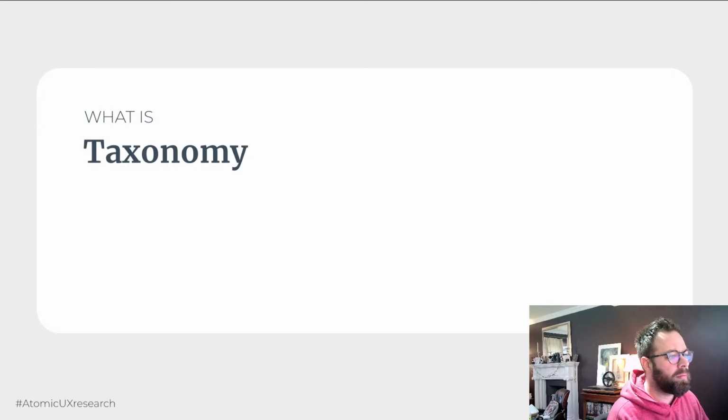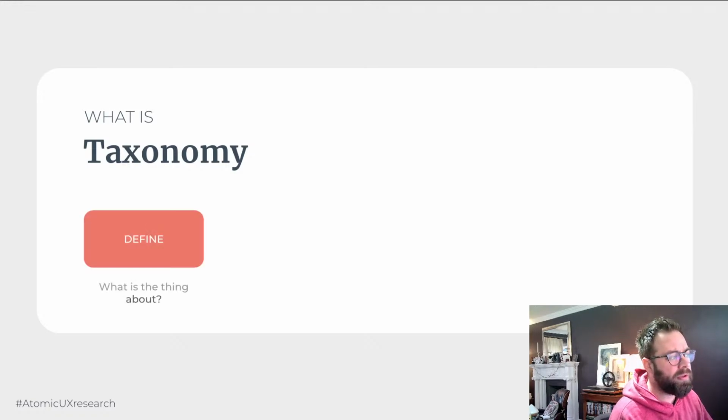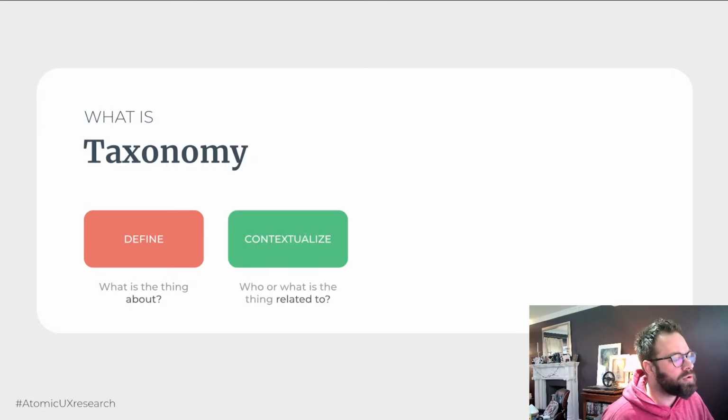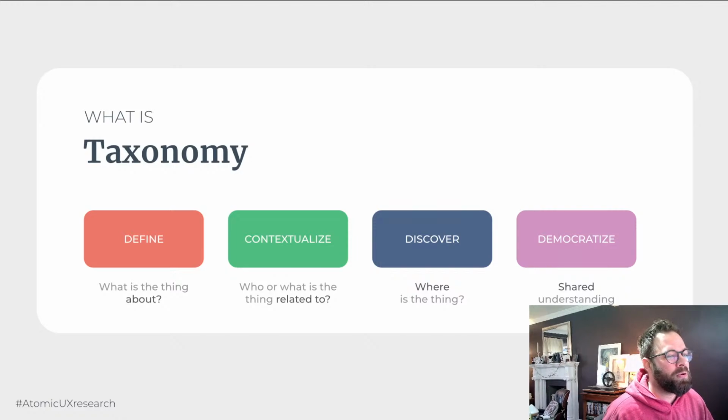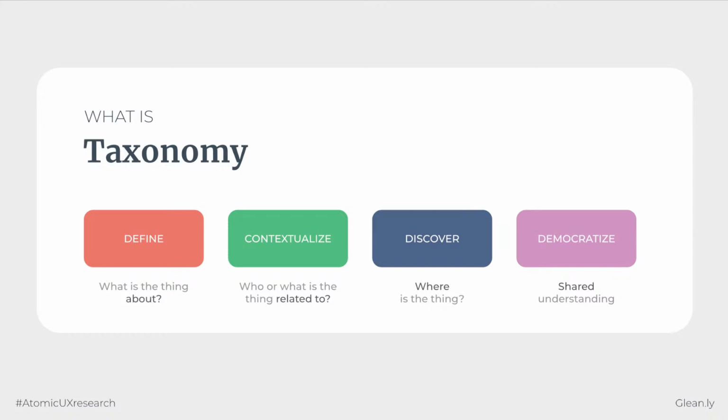And what is taxonomy? Taxonomy can also be broken down into 4 elements, I believe, and 4 different things we're trying to achieve with taxonomy. And the first is definition. We want to define what the thing is about. We also want to contextualize our findings and our knowledge. Who or what is the thing related to? Thirdly, we want to make it discoverable. Where is the thing? And how can other people find it? Or how can we find it ourselves even, right? And we also want to democratize the findings as well, and have a shared understanding.